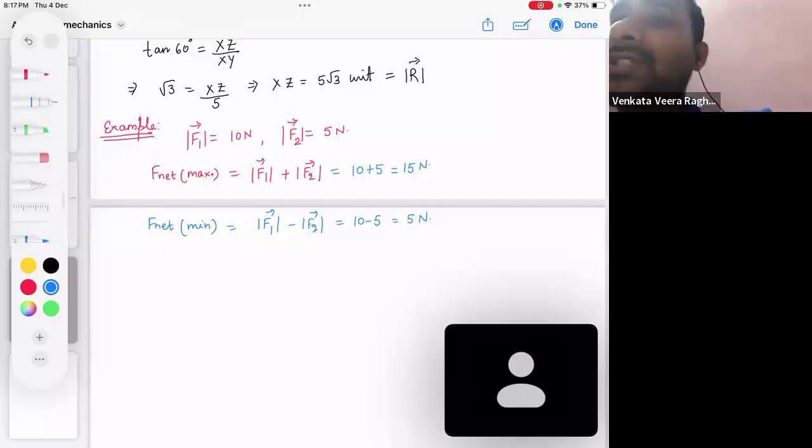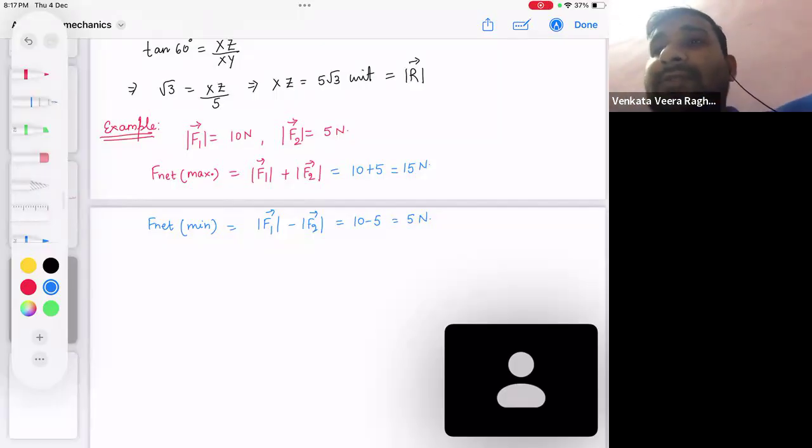So tell me, if in this question I ask you what will be the resultant if they are perpendicular to each other? What will be the resultant if these two forces are perpendicular to each other, then what will happen?